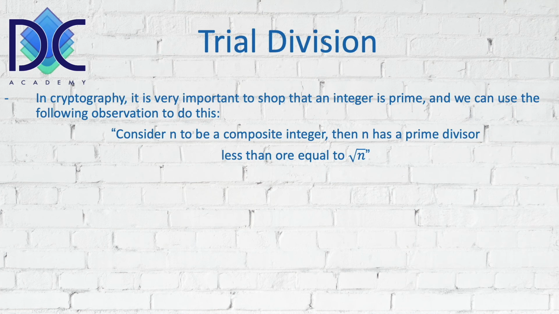So it means that when we have a number, for example 100, we know that it has a prime divisor less than or equal to the square root of n, less than or equal to 10. Now 10 is not a prime, but 7 is a prime. So basically we can say that when we look at 100, we can write it as a product of prime numbers between 2 and 7.